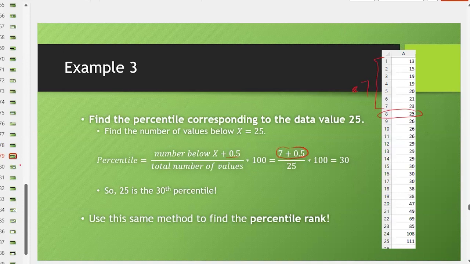The plus 0.5 is just to keep from having 0 as an answer at the bottom. It's just a little math trick. So that 0.5 doesn't really pertain to anything, but do add 0.5. Divide by the number of values, in this case 25, and then multiply by 100 to get the percent. It'd be 0.3 before that. And so this is the 30th percentile.